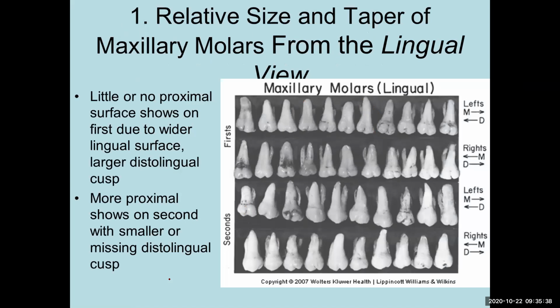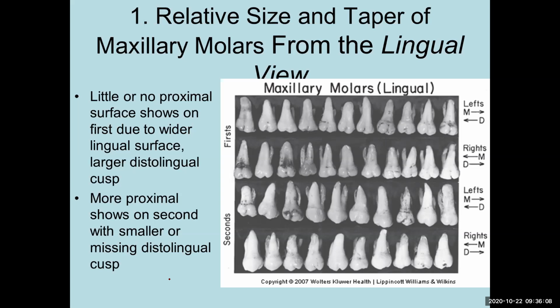There's little or no proximal surface that shows on the lingual view because it's wider on the lingual surface, and larger with the distal lingual cusp on the first molar. Now we're comparing it to the second molar. The distal lingual cusp on the first molar is larger and wider than it is on the second molar.